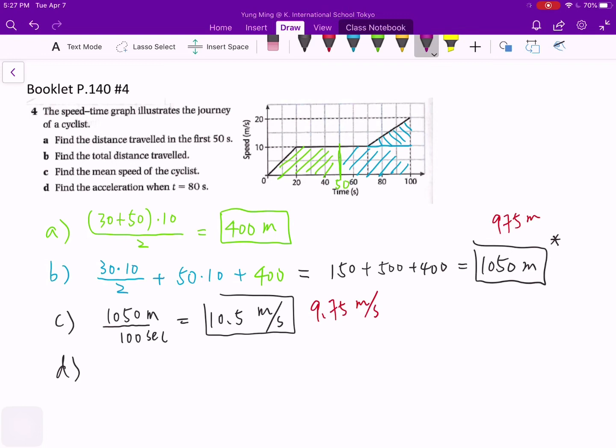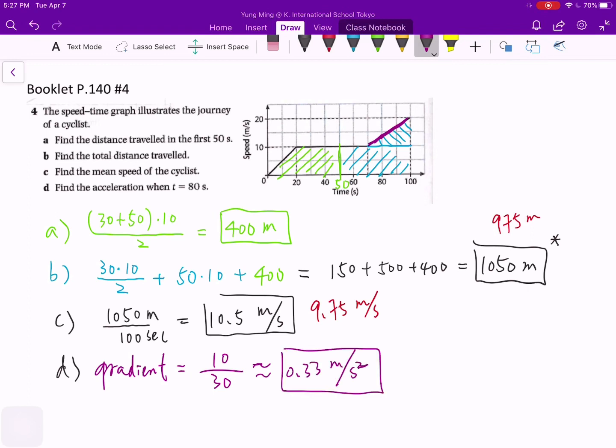Part D, we want to find the acceleration at t equals 80 seconds. That means we will actually want to find the gradient at that point of time. Because in here we are increasing our velocity constantly, so it's very easy to find the acceleration, which means it's very easy to find the gradient over here. So the gradient of a line is just equal to the rise over run. So the rise is 10 and run is 30. So I got approximately 0.33 meters per second squared. But then the textbook got 0.4 meters per second squared.